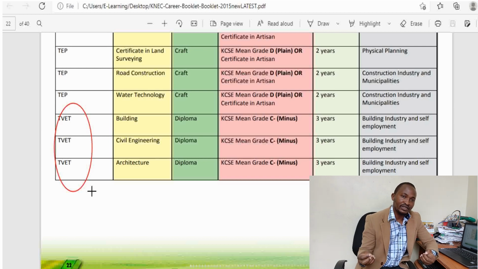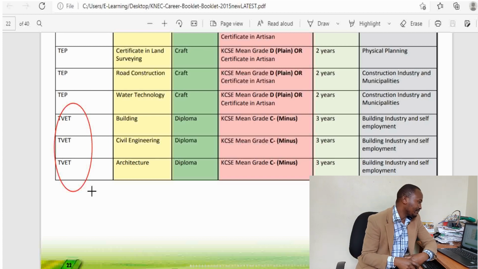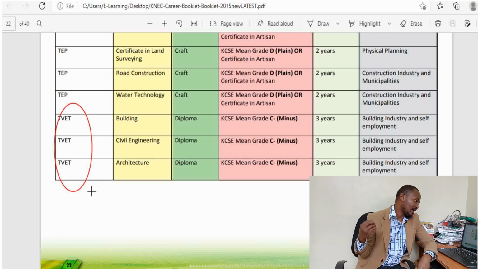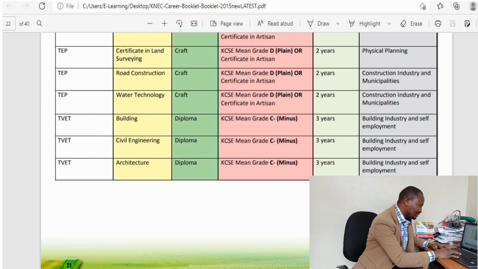But we still have some courses that are TEP. We have been in some kind of transition for the last 5 years. Some of the courses are TEP, some of the courses are TVET or modular. Diploma in quantity surveying, we say that one is TEP. You'll be there for the entire 3 years. You'll be doing internal exams in between, but at the end of the 3 years, you sit for a Kenya National Examination Council exam. But the entry requirements are the same actually.